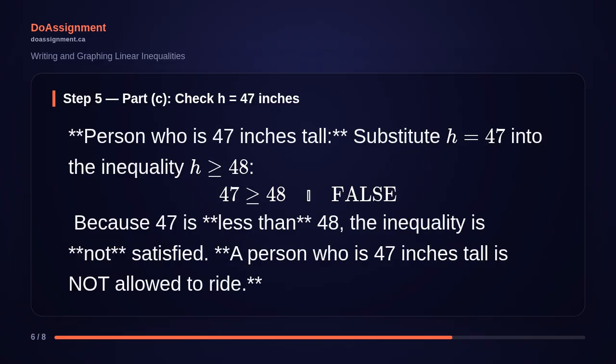Now check a person who is 47 inches tall. We substitute 47 into the inequality and ask, is 47 greater than or equal to 48? No, 47 is less than 48, so the inequality is false. This person does not meet the height requirement and is not allowed to ride.